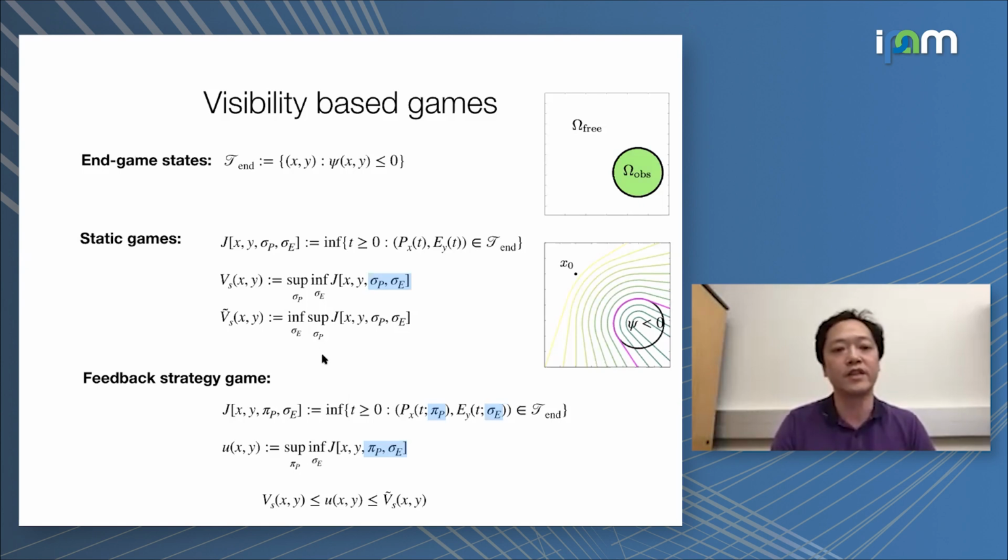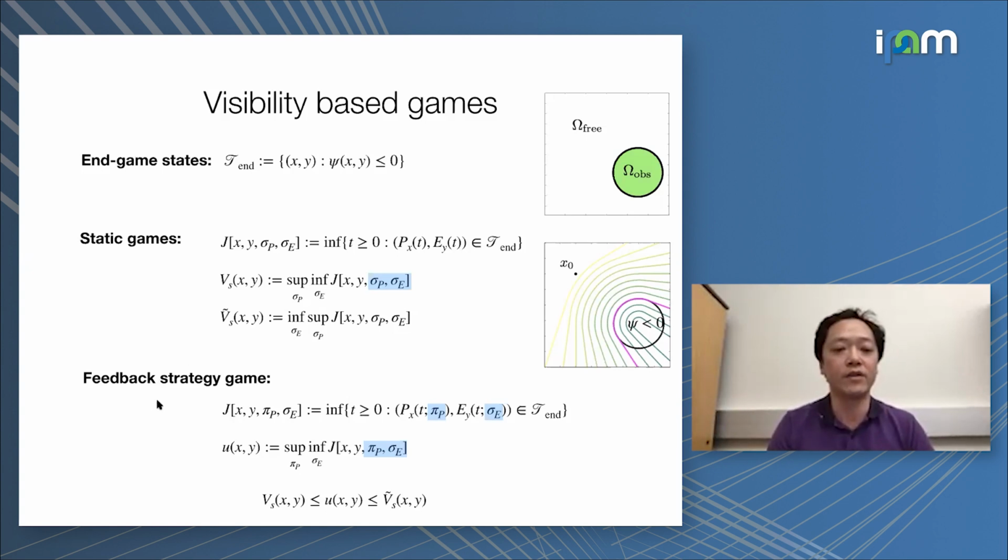So these are the static games where the game is played by assuming that the two players only know their respective initial positions, and then they close their eyes. They're going to play the game, and they're going to choose the controls according to the order of the sup and inf, and then that's it.